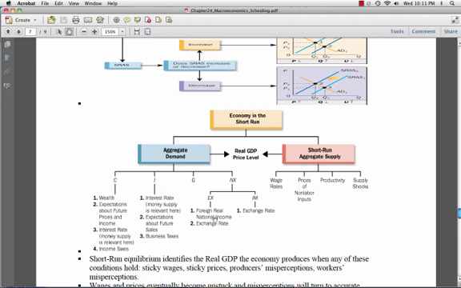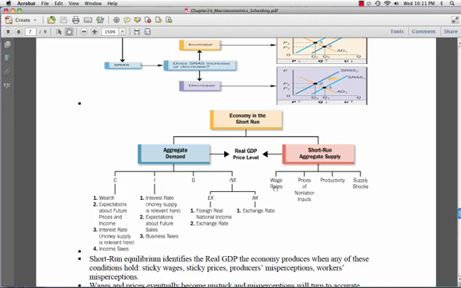Foreign real national income, if it increases, exports increase. If the exchange rate falls, it depreciates or falls, exports rise. If the exchange rate rises, then imports rise. And all that then affects net exports.